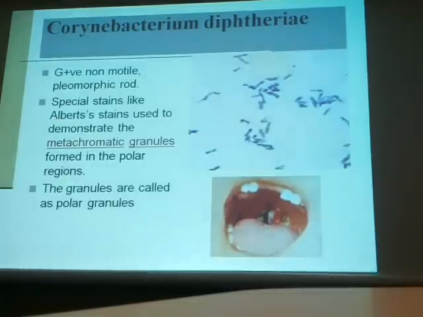We call them polar granules. Metachromatic, what is the meaning of metachromatic? It means these granules take a color other than the color of the stain we used. If we use malachite green, these granules will be dark blue, and the bacilli themselves will be green. That is why we call them metachromatic granules. This is characteristic for Corynebacterium diphtheriae. These granules are called polar granules.